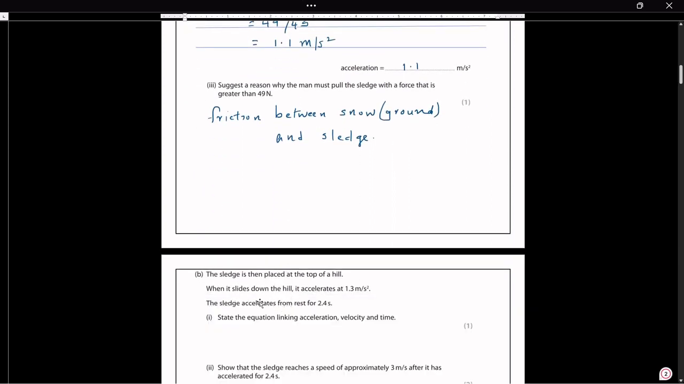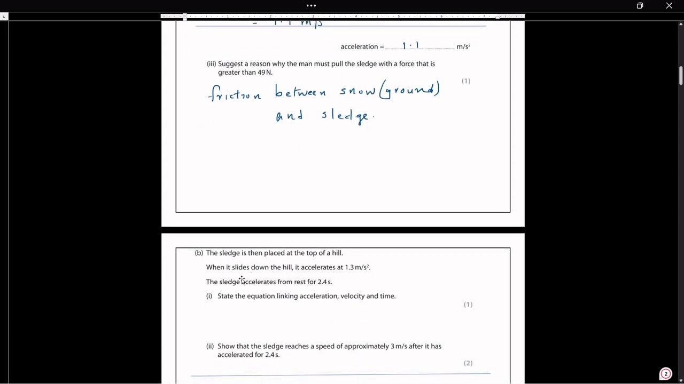Let us move on to the next part of the question. The sledge is then placed at the top of the hill. When it slides down the hill, it accelerates at 1.3 meter per second square. The sledge accelerates from rest. So let us use the corresponding symbols. Acceleration. Then it is starting from rest. Starting from rest means the initial speed is 0, and the time taken is 2.4 seconds.